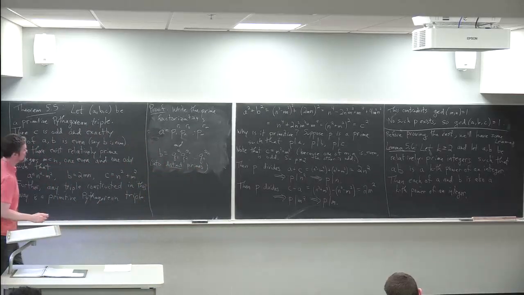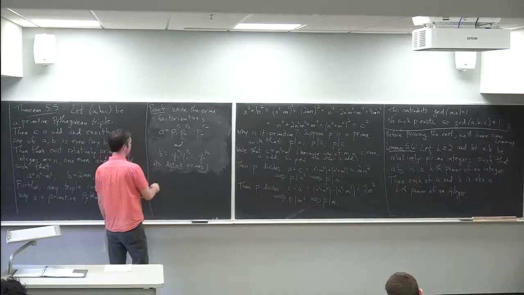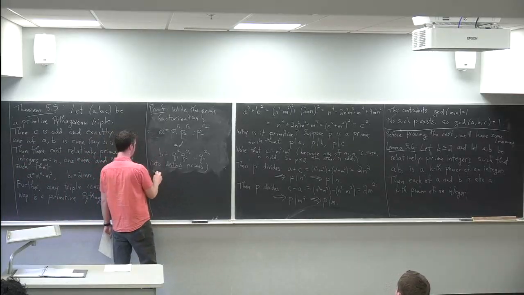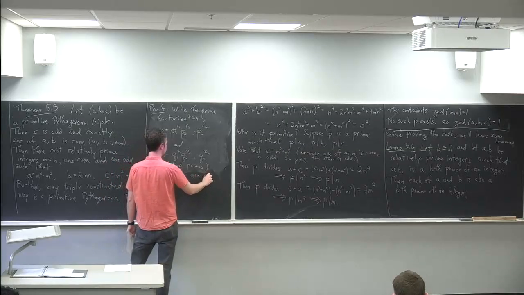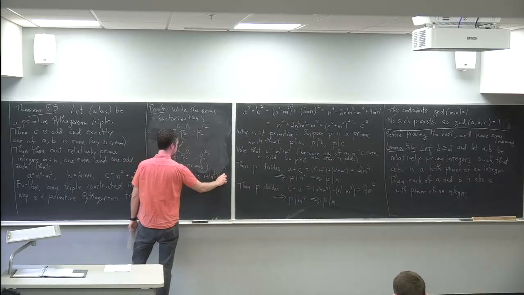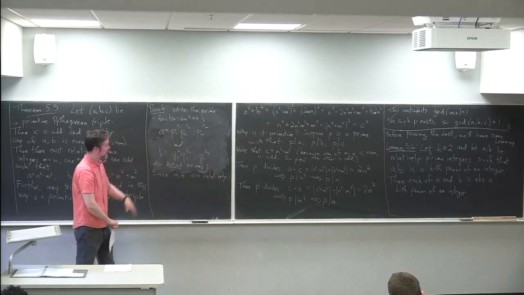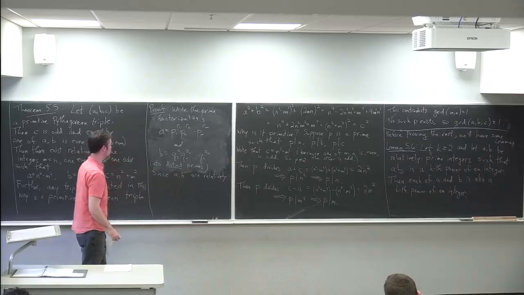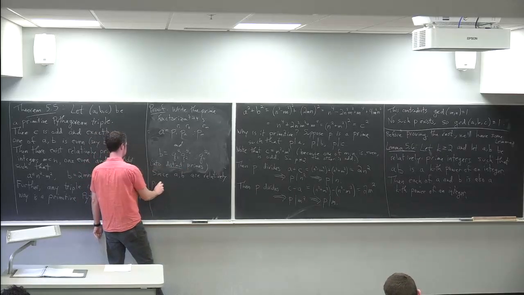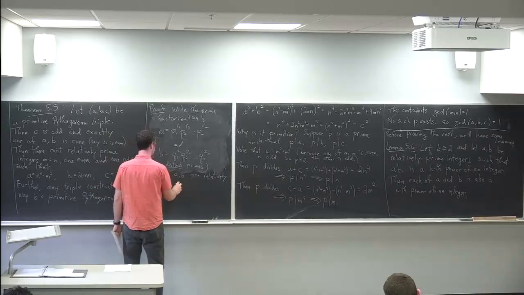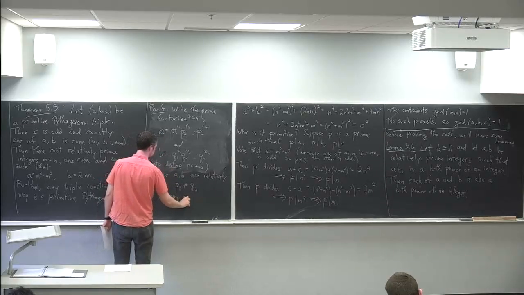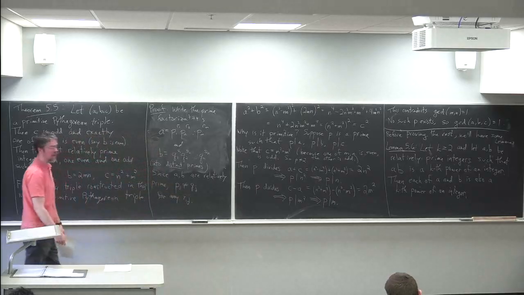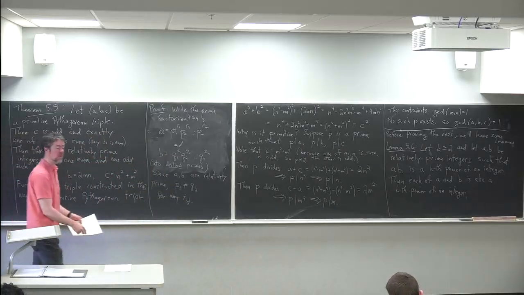And so anyway, A and B were assumed relatively prime, right? So since A and B are relatively prime, that means there are no primes in common here. So none of the P's are equal to any of the Q's. Since these are relatively prime, P sub I is not equal to Q sub J for any i, j, because if they had something in common, they wouldn't be relatively prime.